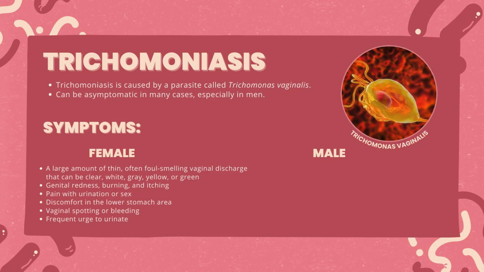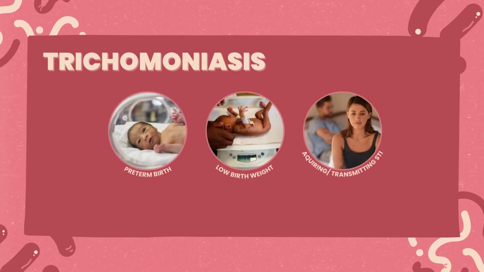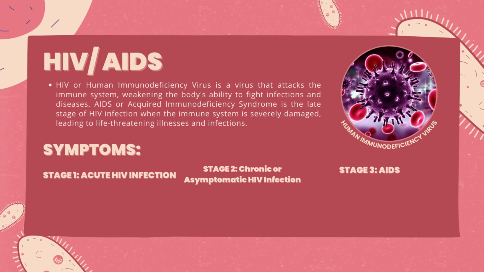Men may experience discharge from the urethra or penis, itching or irritation inside the penis, burning during urination or after ejaculation, a frequent urge to urinate, and pain when urinating or having sex. Trichomoniasis can lead to complications if left untreated, such as preterm birth, low birth weight in newborns, and an increased risk of acquiring or transmitting other STIs, including HIV.